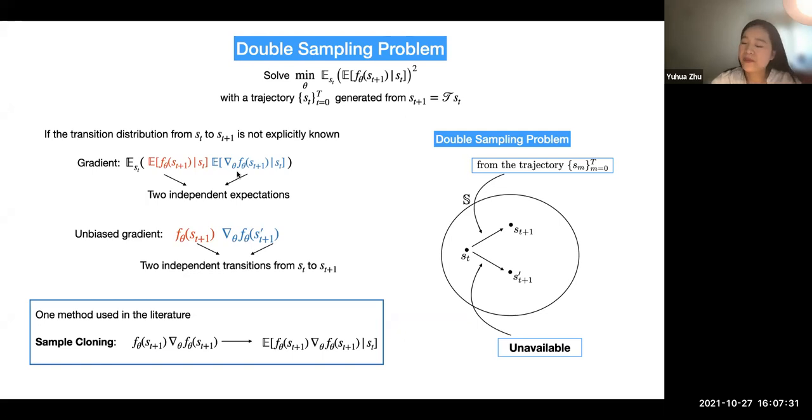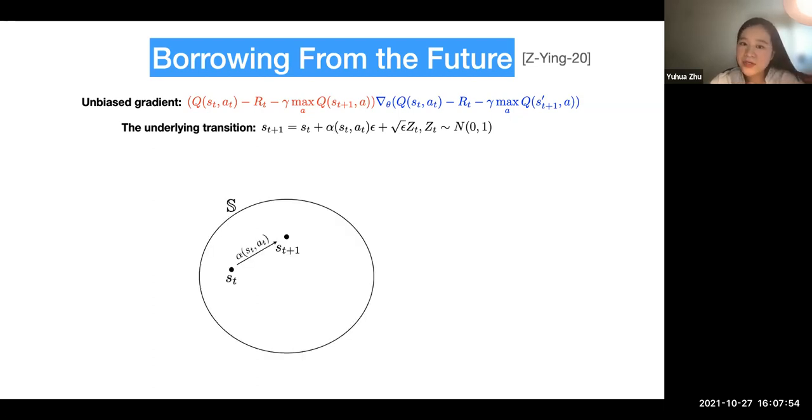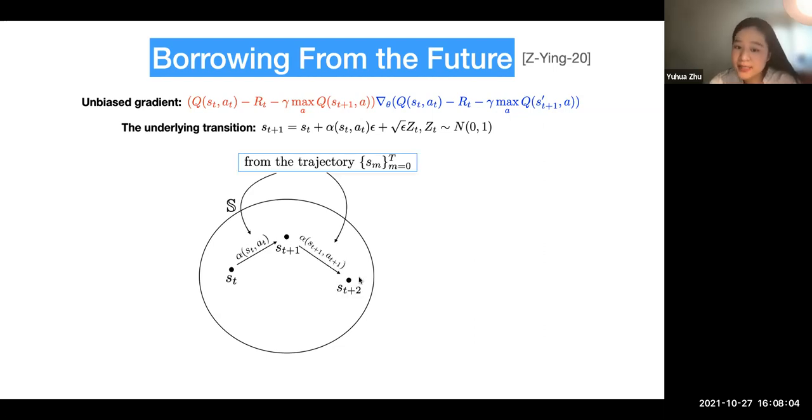So we propose a new method. This is the unbiased gradient that we want in the reinforcement learning setting. We assume the underlying transition is a discretized SDE with a small time step epsilon and a drift term alpha. What we do is move one step forward. This is a step that we can easily get from the trajectory, and we move one step forward again. Both of these steps come from the trajectory.